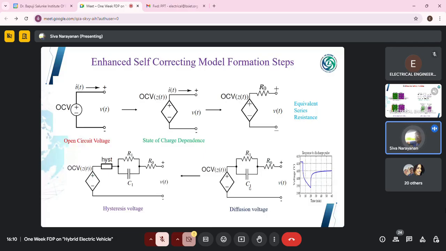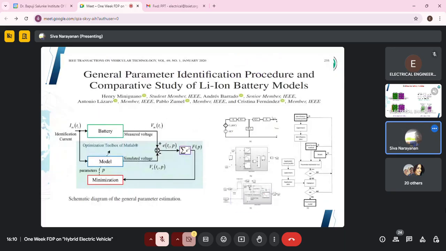And the last one is the hysteresis voltage. Hysteresis voltage is nothing but, when you charge the battery and when you discharge the battery, they have found out that the voltage does not follow the same path. I think here I have given you one diagram.